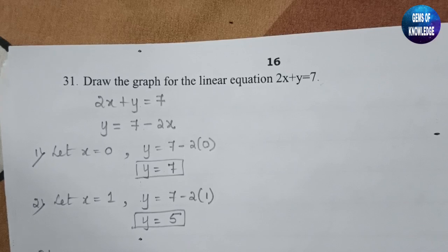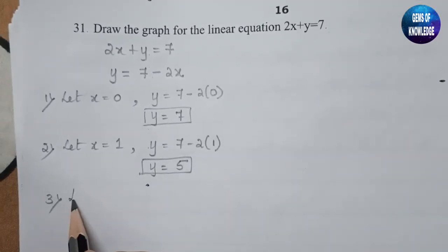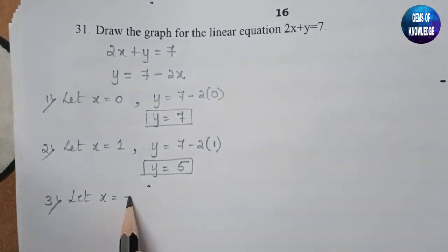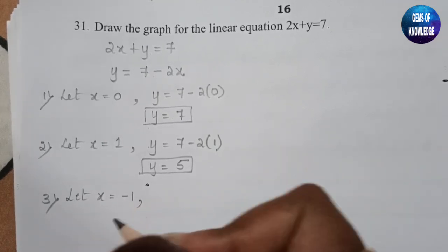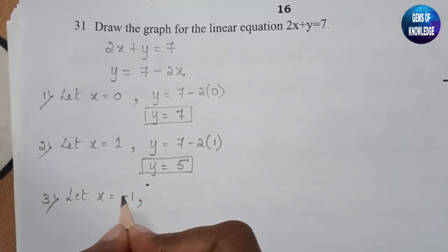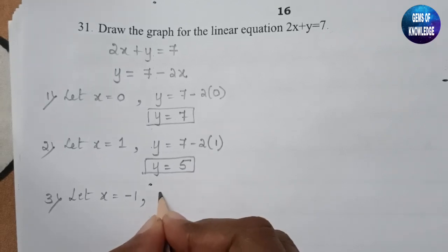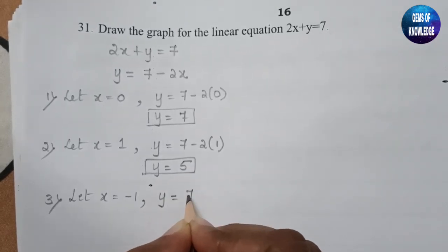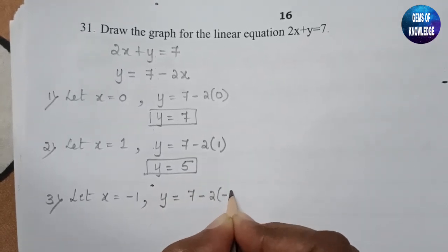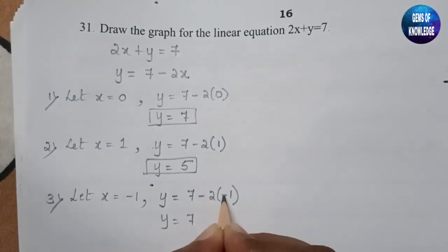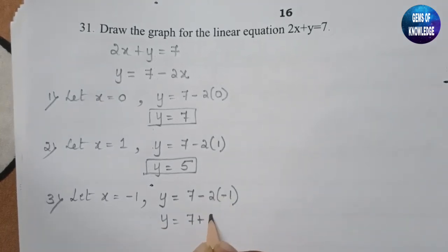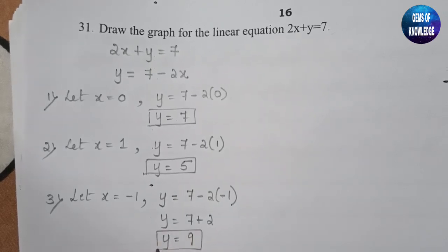In the third case, suppose let x equals minus 1. In case you can take 2, 3, 4, whatever number you want you can take, but suppose I take minus 1, what will be the situation? y equals 7 minus 2 into minus 1. So y equals 7, minus into minus is plus, 2 ones are 2. So we are getting y equals 7 plus 2, which is 9.